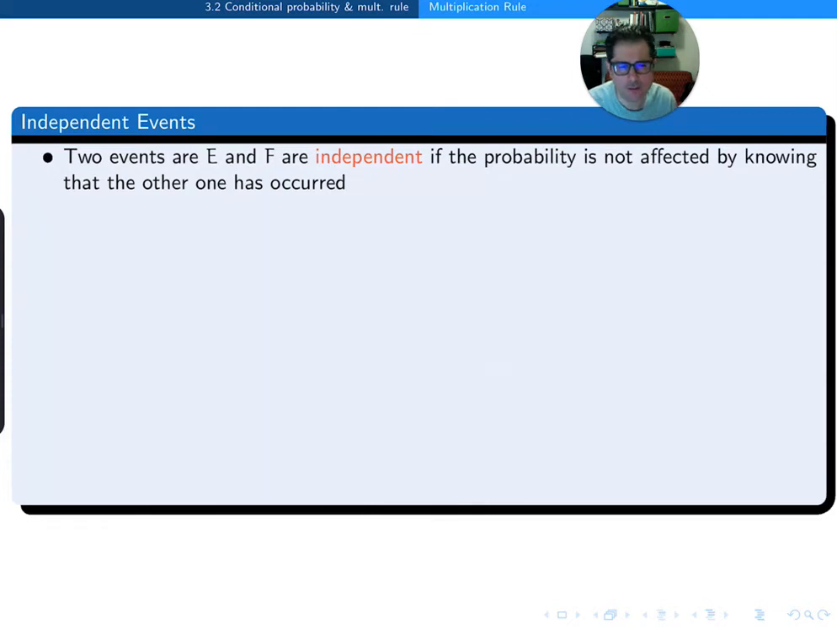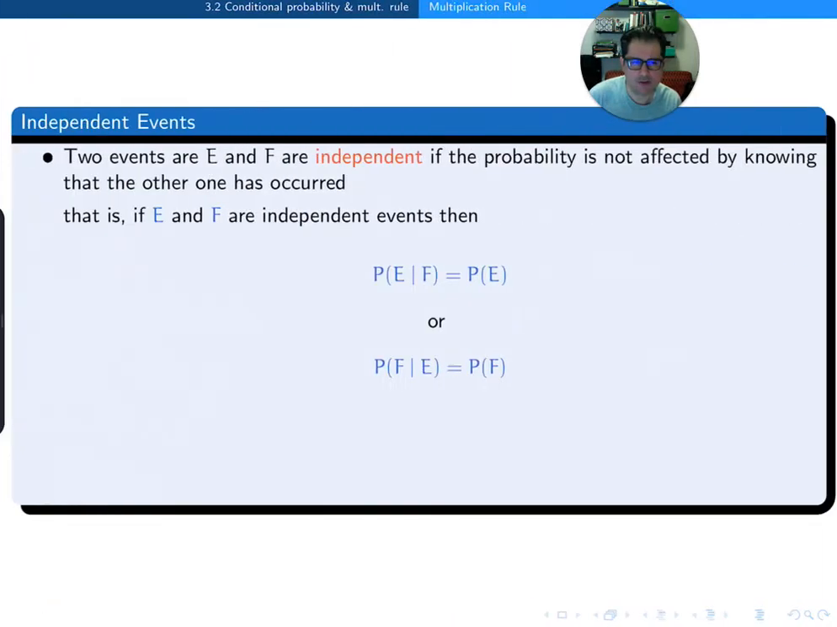Hi, so in this video, we're going to talk about independent events. Two events, E and F, are called independent if the probability of them is not affected by knowing that the other one happened. In terms of conditional probability, E and F are independent if the probability of E given F is equal to the probability of E. Knowing that F happened is not going to change the probability of E.